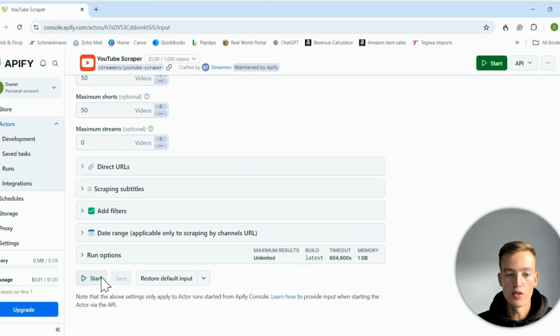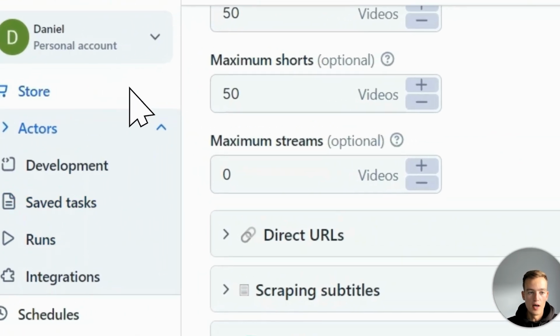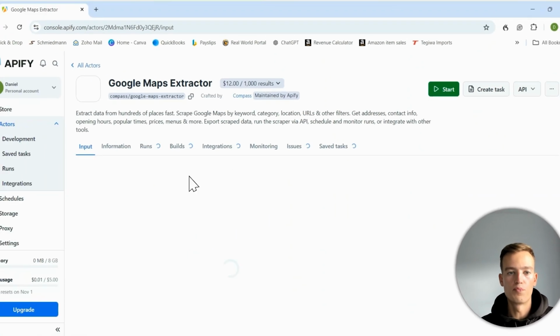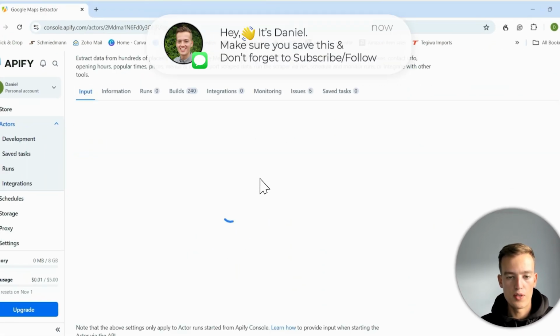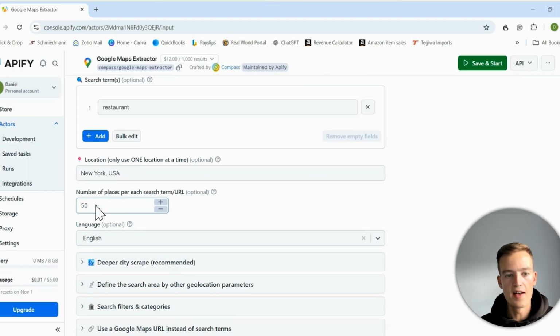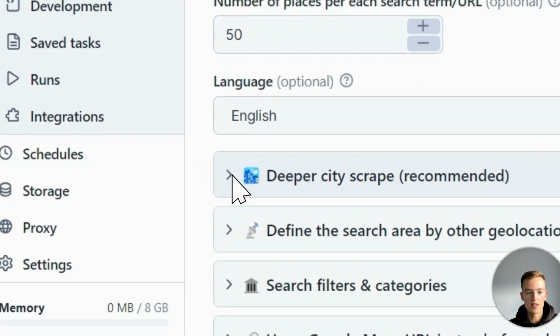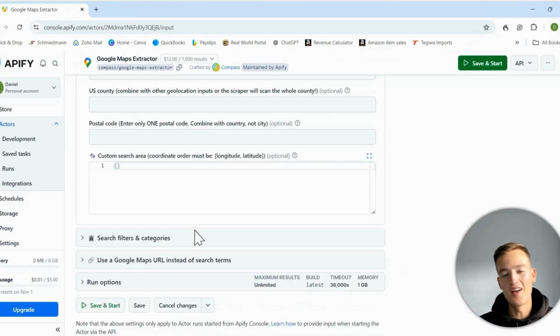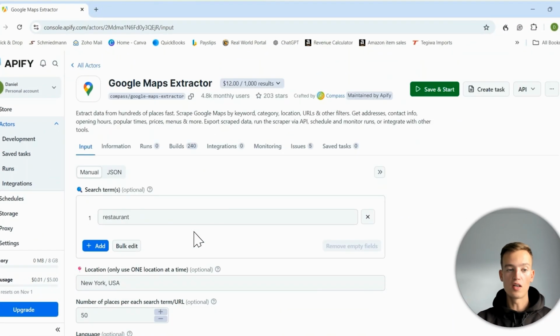And then all you've got to do is click start and it runs. So let's just pick another one so you can see what I'm on about. Google Maps extractor, inputs, what have we got? You can put restaurants, where, how many you want, and then there's other different bits you can turn on and play around with. So yeah, it's crazy. Loads and loads of bits to play with.